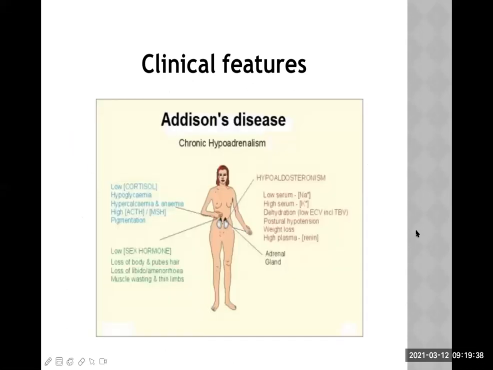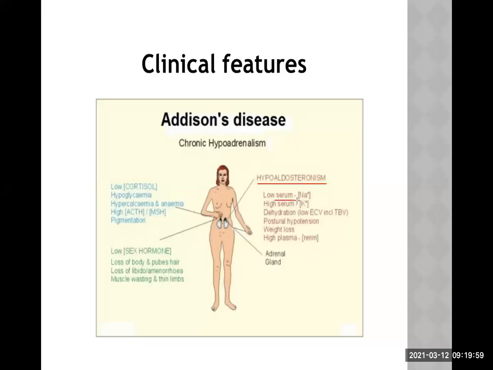Now look at this picture. This is a very easy one for you. These are the features of Addison's disease, also known as chronic hypoadrenalism. See here, these are the features of hypoaldosteronism. Hypoaldosteronism means a decreased level of aldosterone hormone.